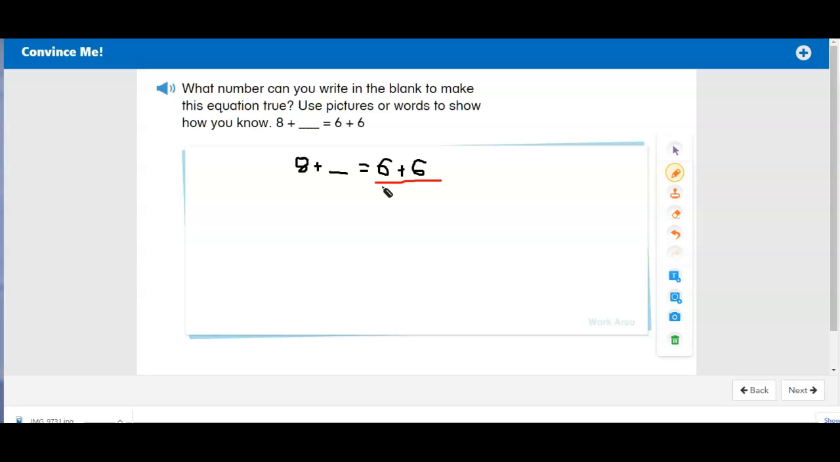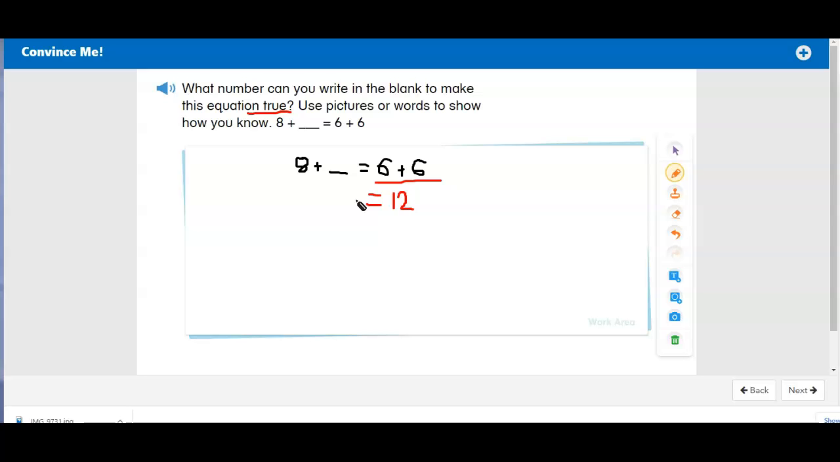You can also work up and say, well, 4 plus 4 was 8. 5 plus 5 was 10. So 6 plus 6 would be 2 more. 6 plus 6 is 12. So on this side of the equation, whatever we add to 8, it needs to equal 12 because we want to make this equation true, which means both answers on each side of the equal sign are the same. So 8 plus what number is equal to 12?